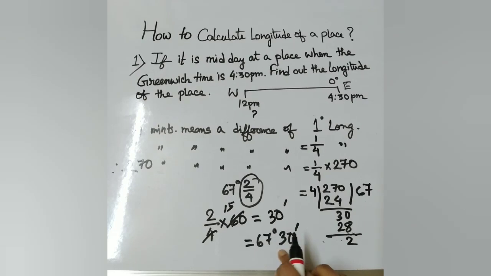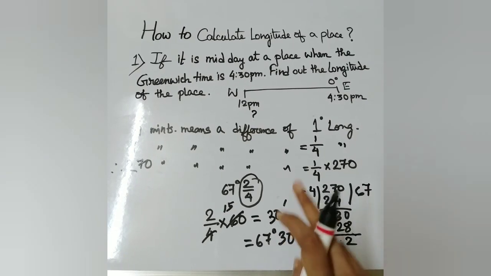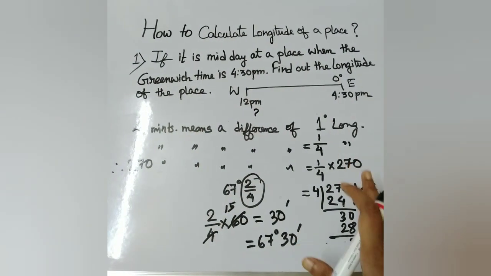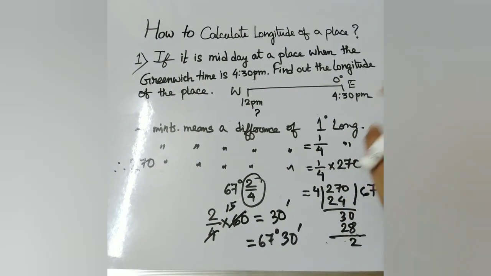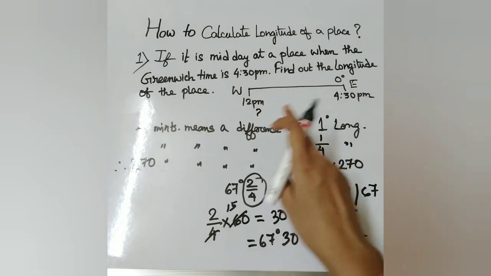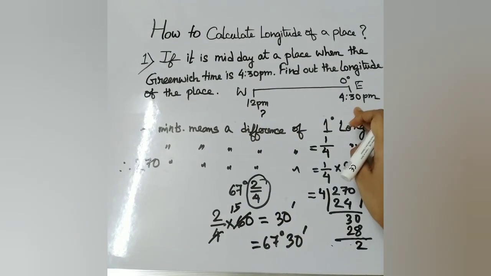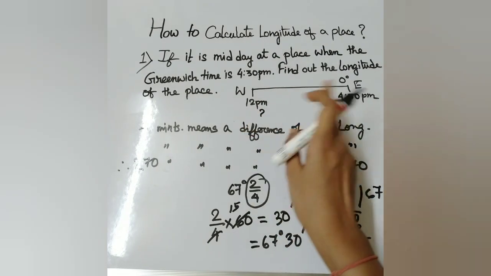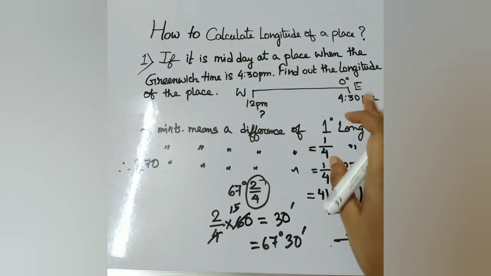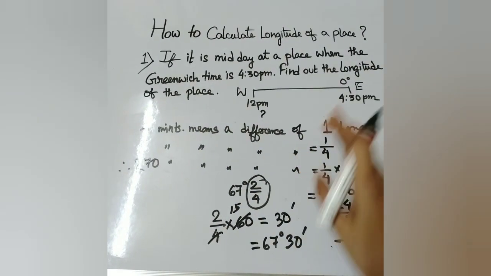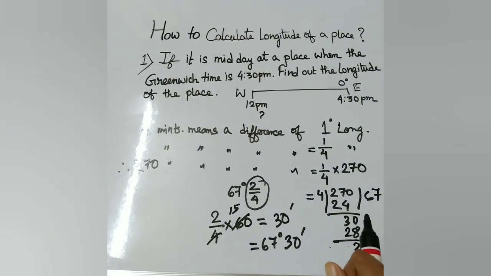Now this is our answer, 67 degree 30 minutes. Now the question is asking us to find out the longitude of that place. Since the time of the other place is behind the Greenwich, Greenwich timing is 4:30 p.m. The other place timing is behind the Greenwich. Therefore, it will be located to the western part of the hemisphere. Obviously, it is the western part of the Greenwich Mean Time.